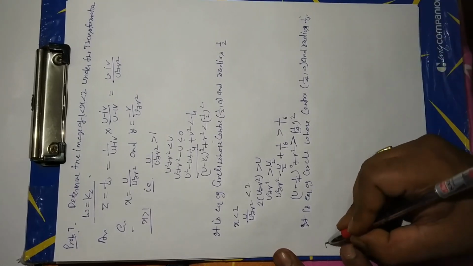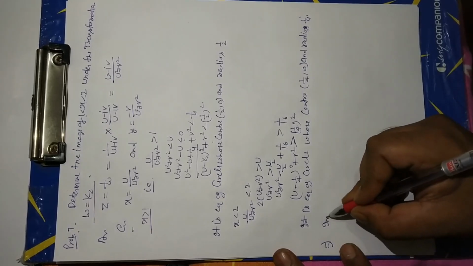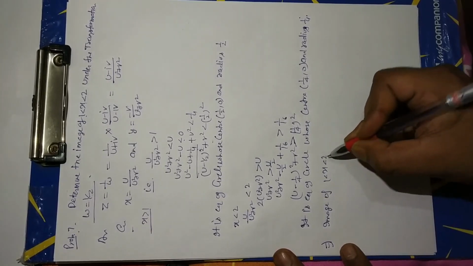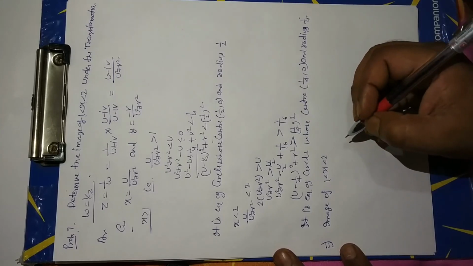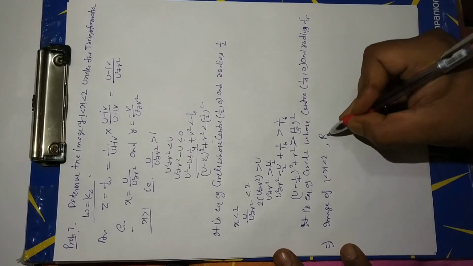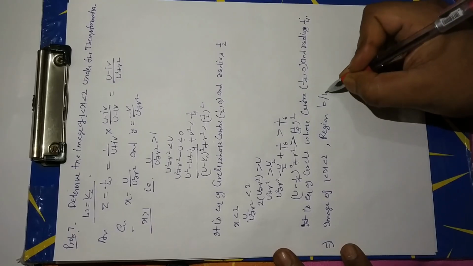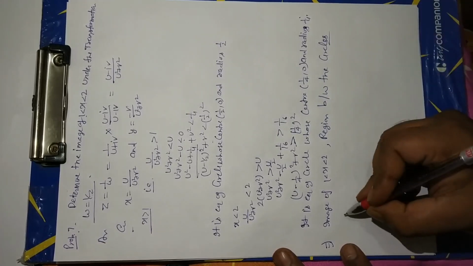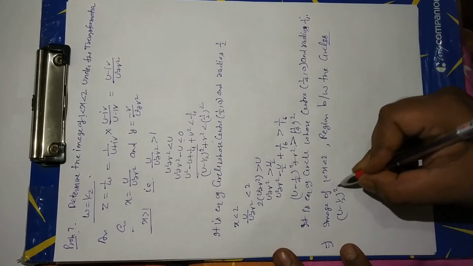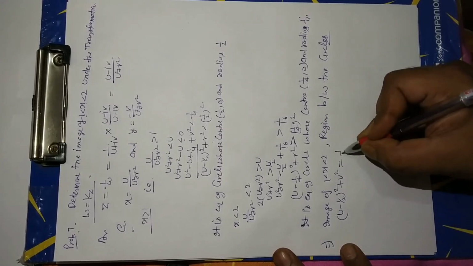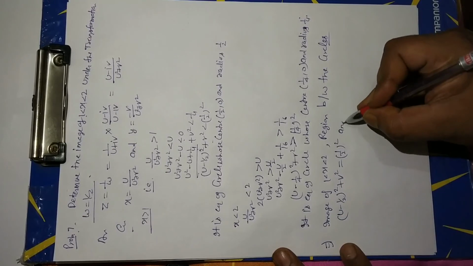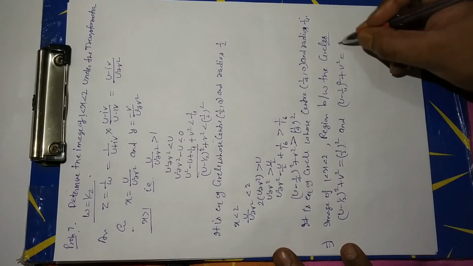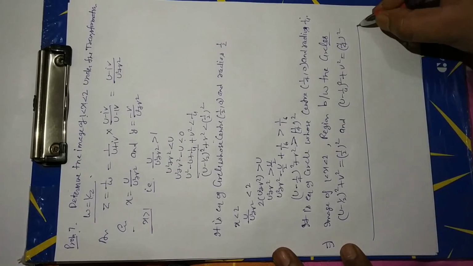Therefore we can write the image of 1 < x < 2 is the region between the circles (u − 1/2)² + v² = (1/2)² and (u − 1/4)² + v² = (1/4)². This is the complete solution.